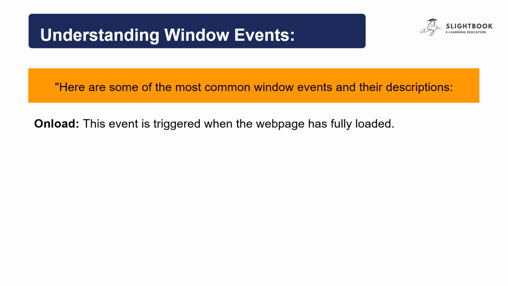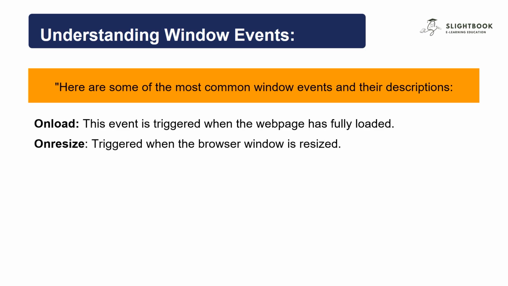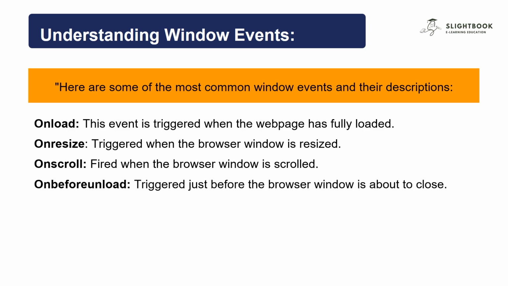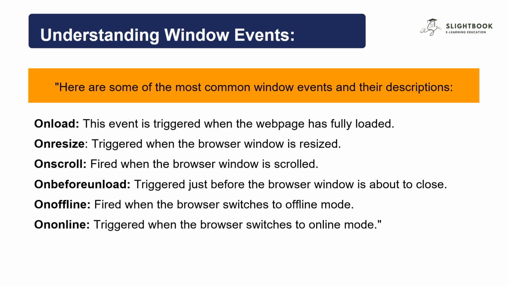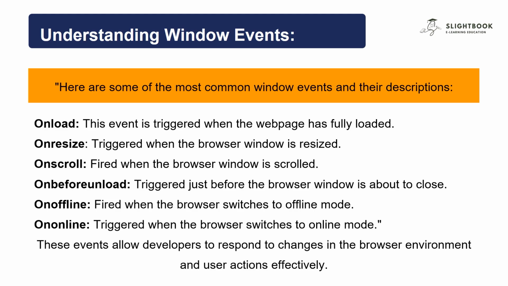onload. This event is triggered when the web page has fully loaded. onresize. Triggered when the browser window is resized. onscroll. Fired when the browser window is scrolled. onbeforeunload. Triggered just before the browser window is about to close. onoffline. Fired when the browser switches to offline mode. ononline. Triggered when the browser switches to online mode. These events allow developers to respond to changes in the browser environment and user actions effectively.